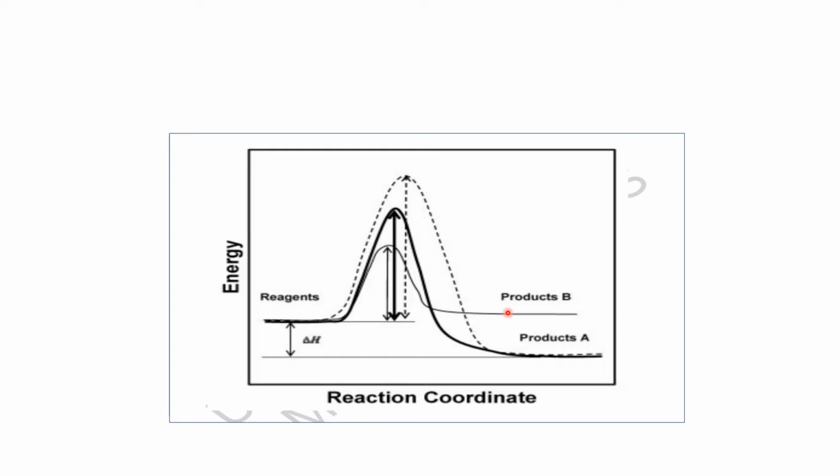The difference in energies, that is this one indicated by arrows, represents the activation energy barrier, that is delta A for the forward reaction, and the enthalpy of the reaction, delta H.